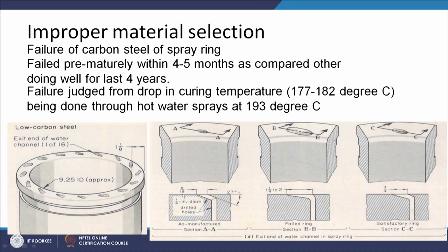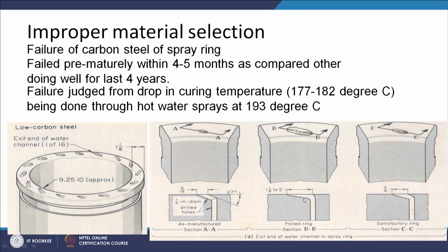It was 9 by 16. After some time, some worn out openings of the nozzle were observed and their cross section was studied. The failed ring opening showed that the outlet was increased from 9 by 16 inch to 1.25 to 2 inch. So there was a significant increase in the diameter of the opening in the case of the failed ring. Similarly, the one which was showing the satisfactory result also had an opening diameter of 3 by 4 inch, without much increase in the diameter. So the ring opening which failed was showing the larger diameter.